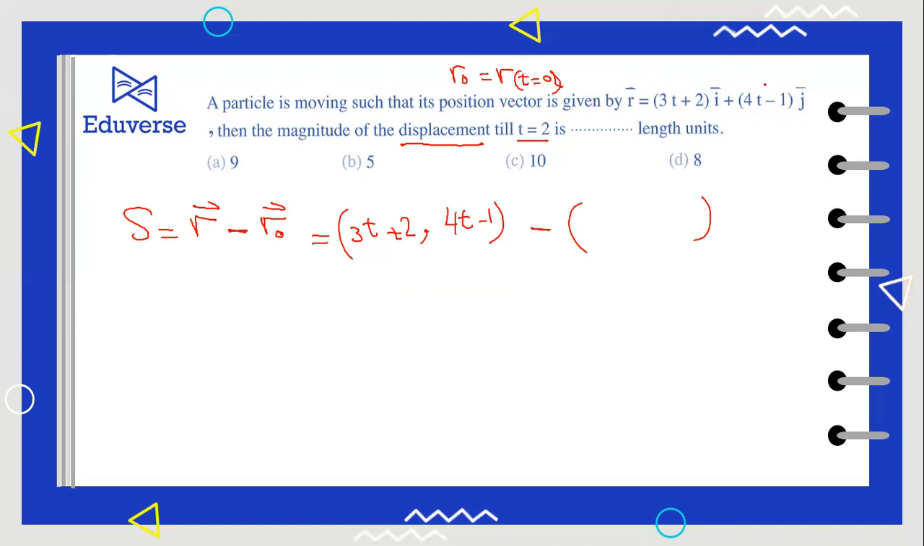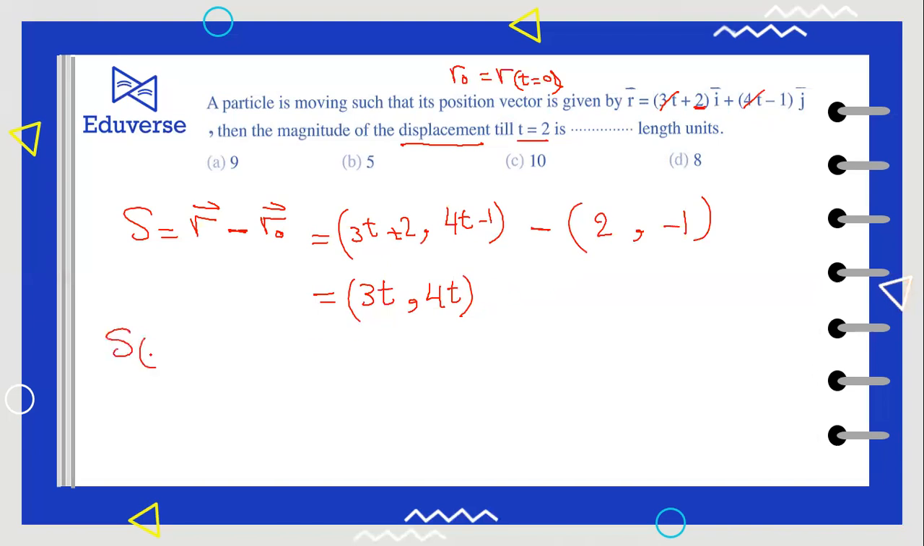Okay, put t equal to 0 in 3t plus 2, then the first projection is 2, and in the second, putting t equals 0, it will be negative 1. The r node projections are 2 and negative 1, okay? Then the displacement is the difference: 3t plus 2 minus 2 will be 3t, and 4t minus 1 minus negative 1, minus minus means plus, so negative 1 plus 1 cancels, and the difference is 4t.